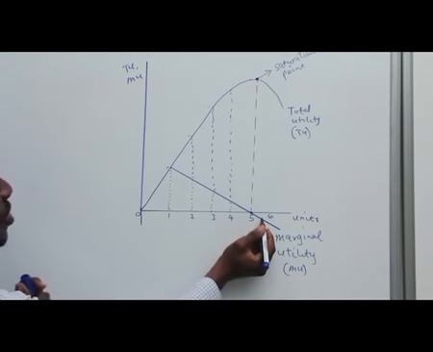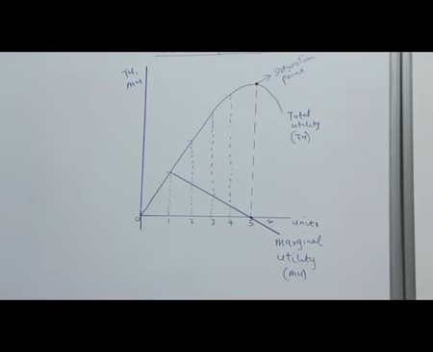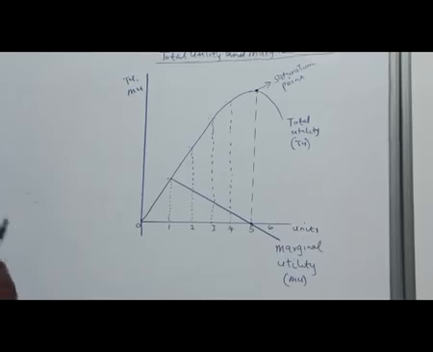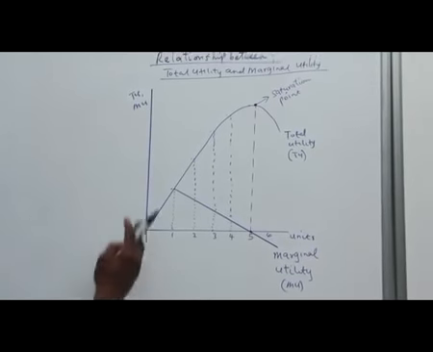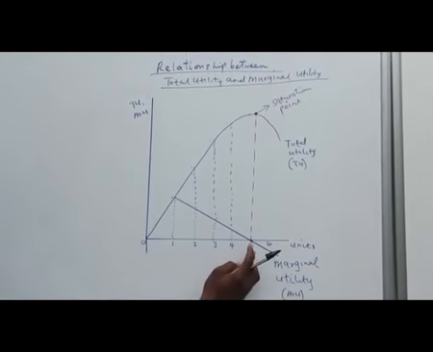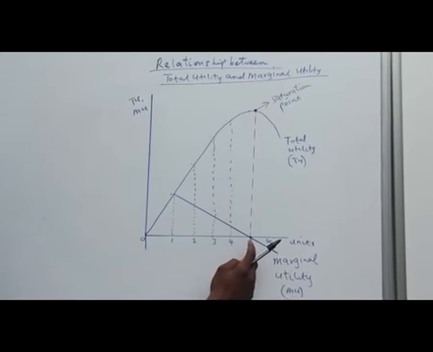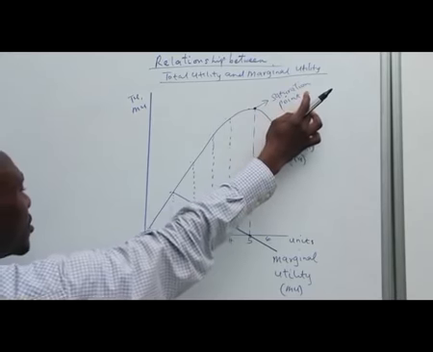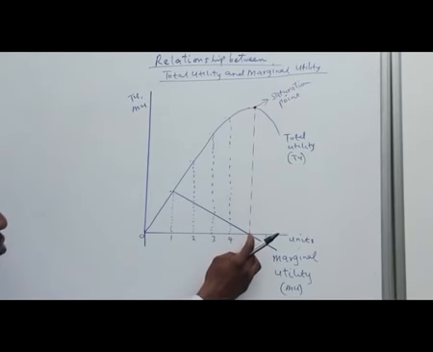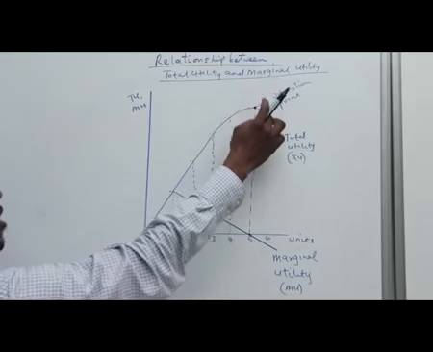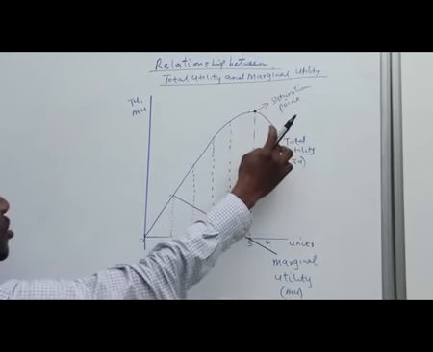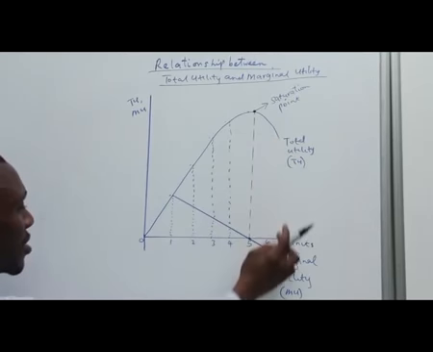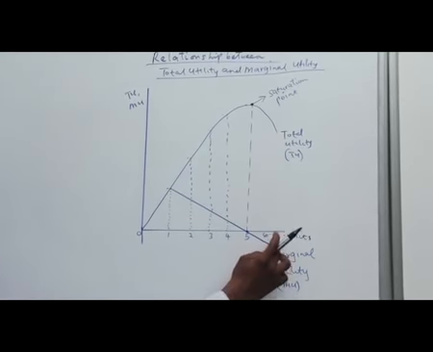So, what we are trying to understand is that the relationship between total utility and marginal utility states that as total utility is increasing, marginal utility will be decreasing at a diminishing rate. But when total utility reaches its peak, that we call the saturation point, marginal utility will be zero. And after the saturation point, total utility will decrease, that is, will drop. So what happens to marginal utility? Marginal utility will become negative.